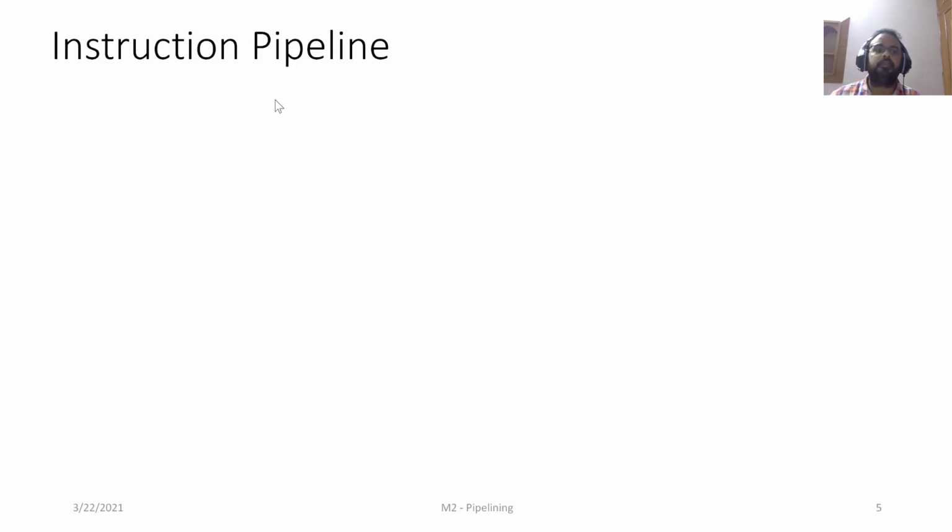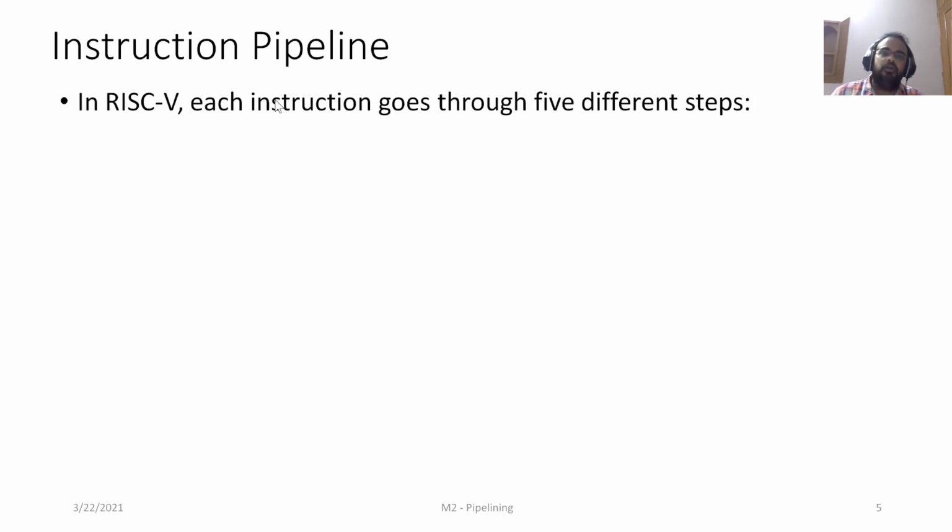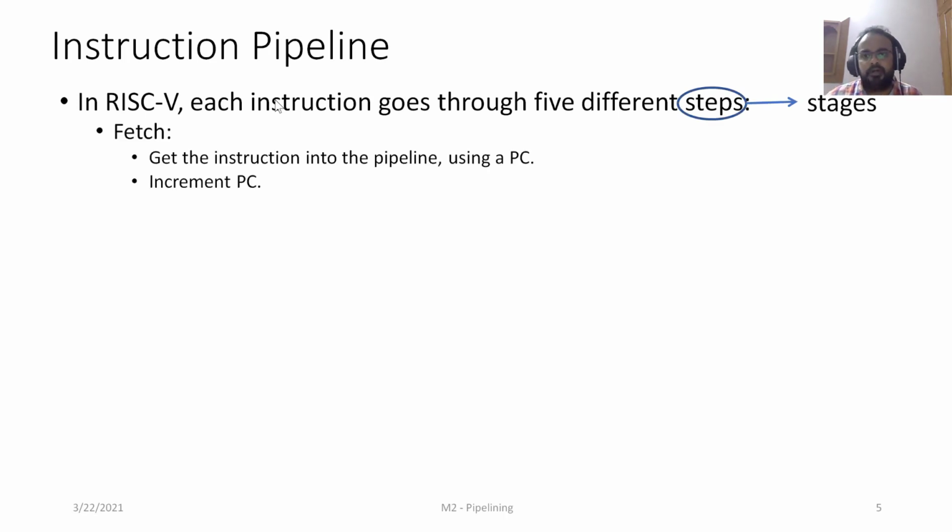Okay, the instruction pipeline, now it's more obvious on the 5 stages or 5 steps that we already discussed. From now on, I'm going to refer to the steps explicitly as stages. The first stage was the fetch stage, where we get the instruction into the IR using the PC and increment the PC.